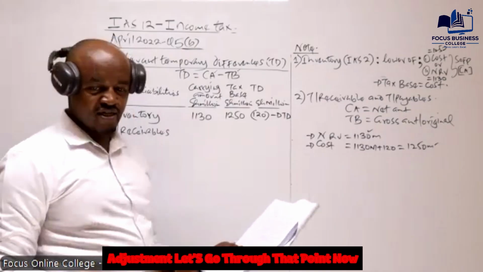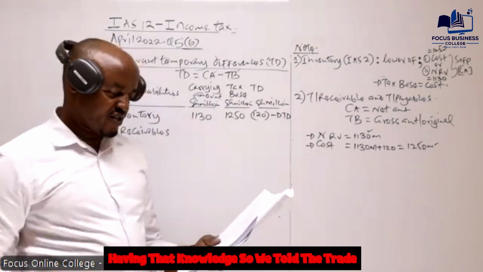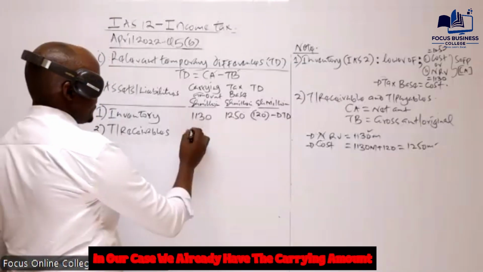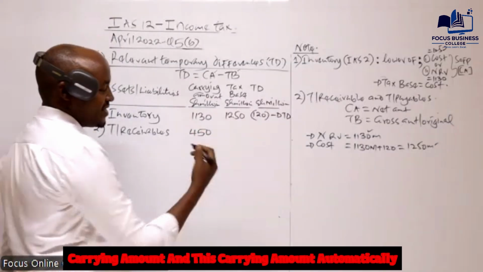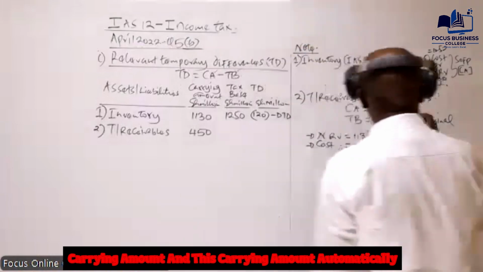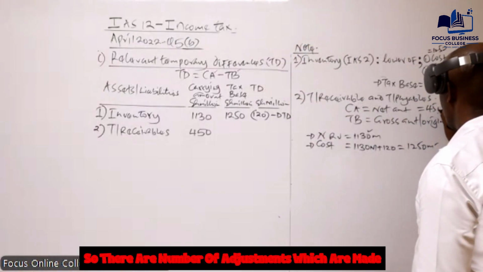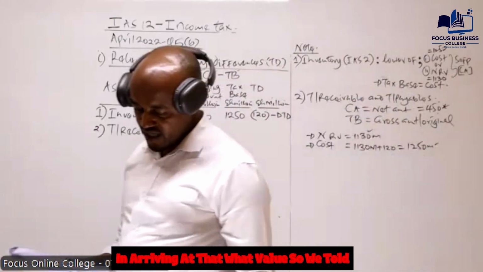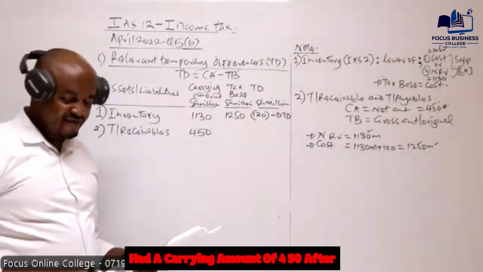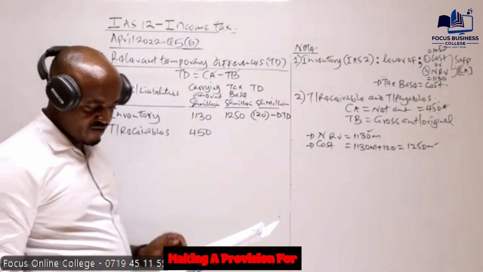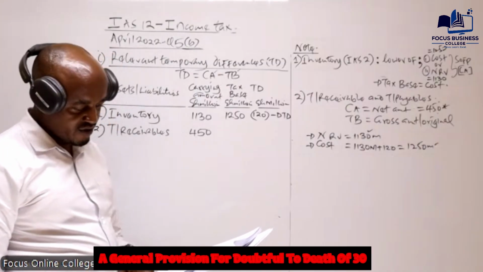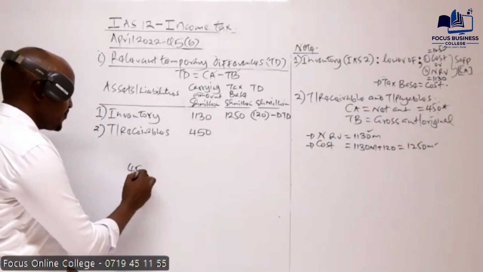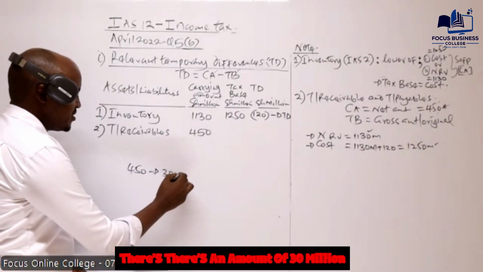Let's go through that point now. We are told that trade receivables had a carrying amount. In our case, we already have the carrying amount, and automatically this one has to be the net. There are a number of adjustments made in arriving at that value. We are told it had a carrying amount of 450 after making a general provision for doubtful debts of 30. So in arriving at this value of 450, an amount of 30 million was deducted.